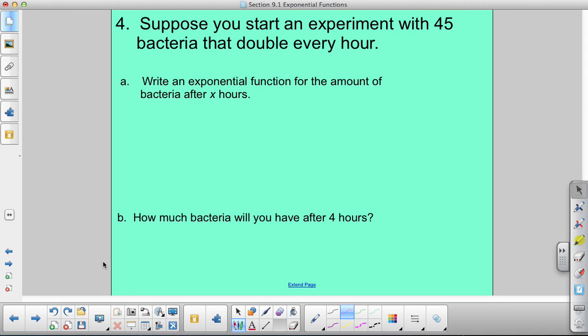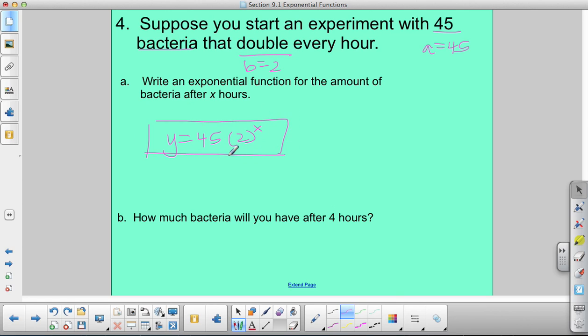So let's go ahead. Suppose you have an experiment with 45 bacteria that double every hour. Well, we're starting with 45 bacteria, so that's your initial amount, or your A. So that means A is 45, and it doubles every hour. What happened to the problem earlier when we had the numbers doubling? That was when my B was equal to 2. So write an exponential function for the amount of bacteria after X hours.